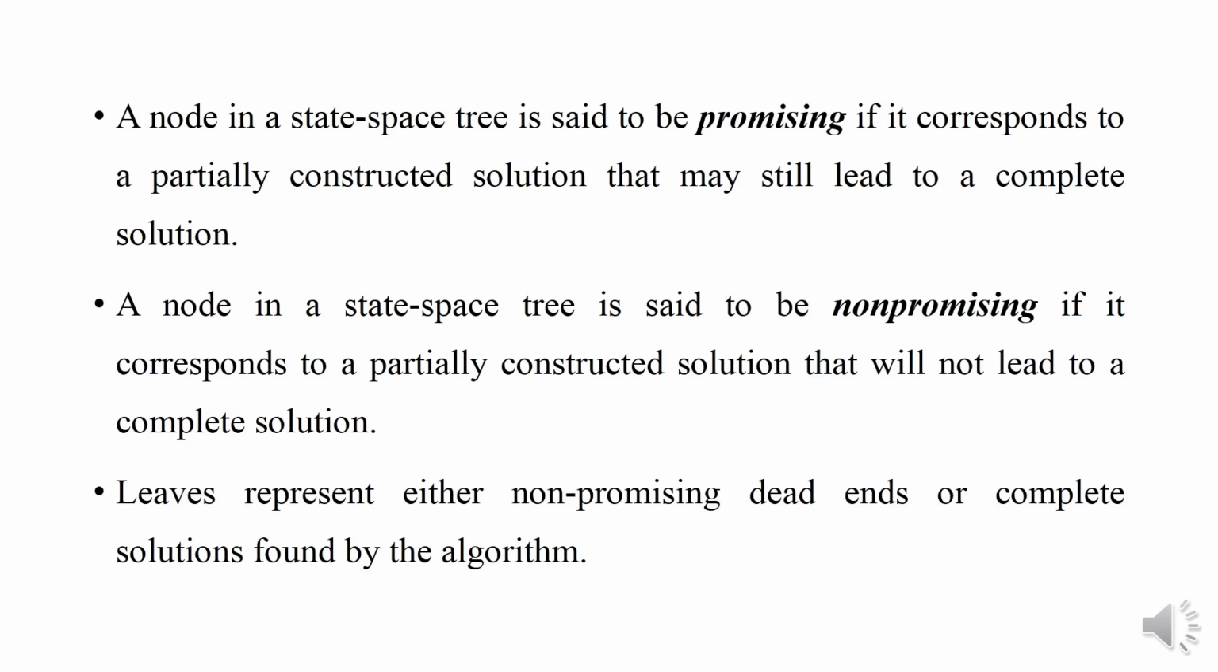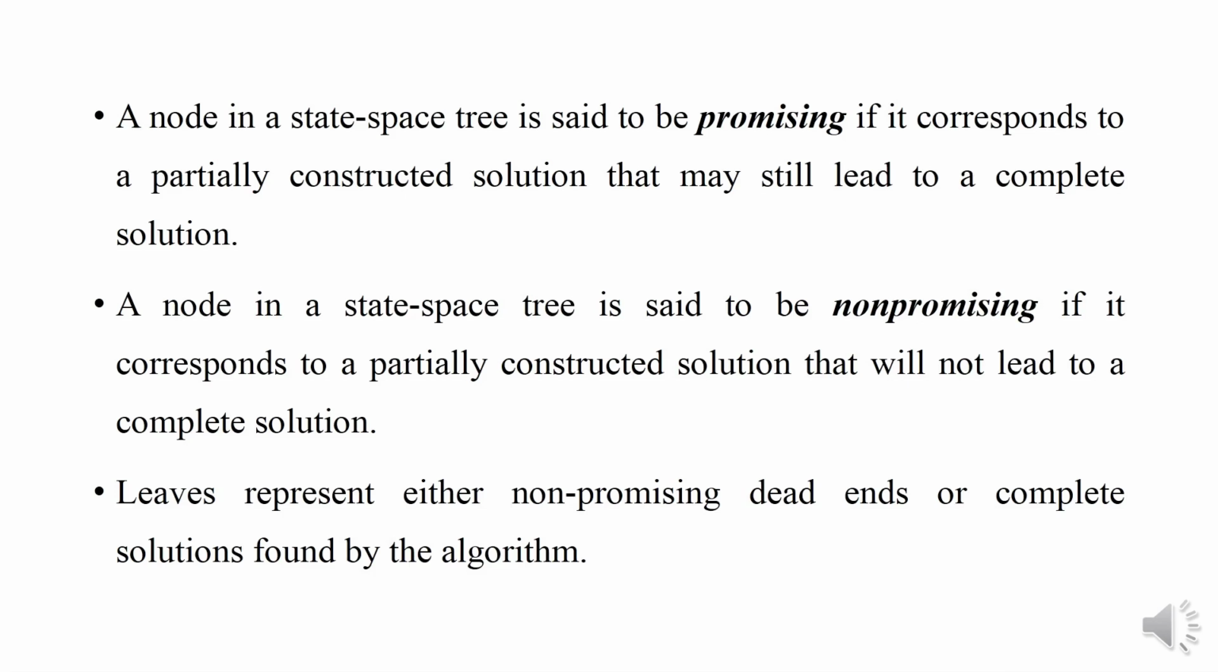With respect to the state space tree, we have nodes which are called promising nodes and non-promising nodes. A node in the state space tree is said to be promising if it corresponds to a partially constructed solution that may still lead to a complete solution. So promising nodes are the ones which we expand further in order to get a solution.